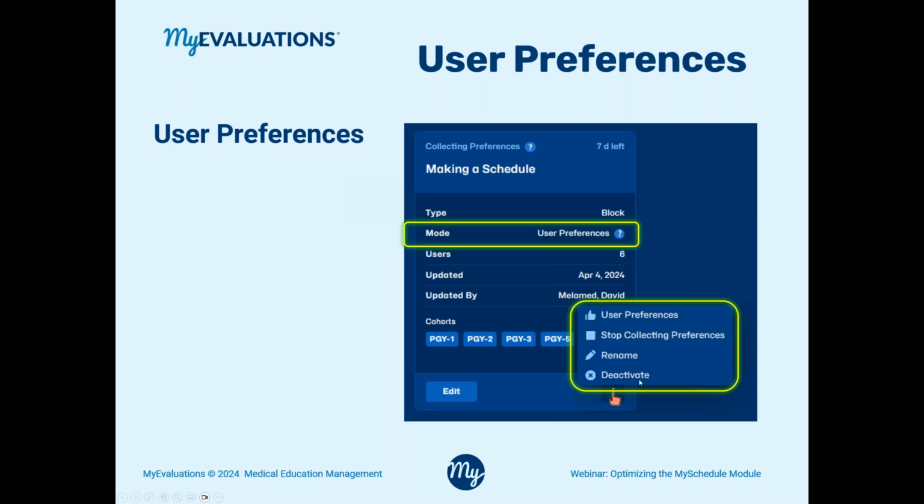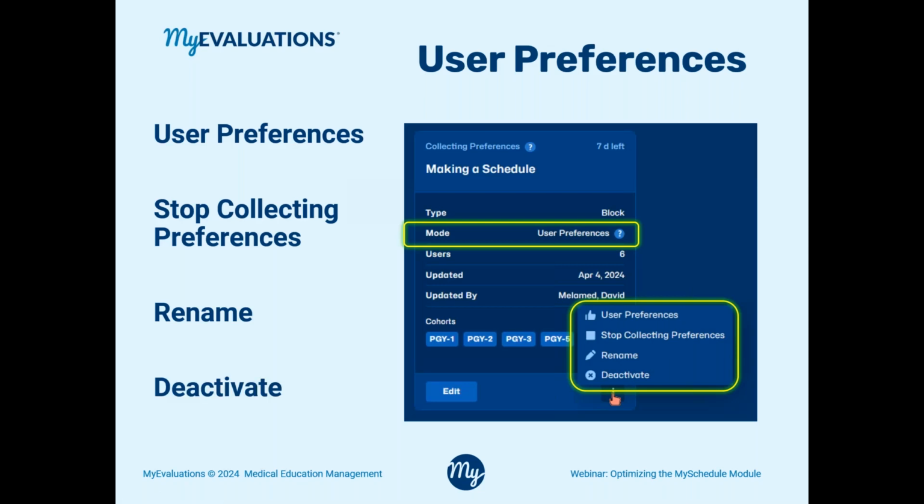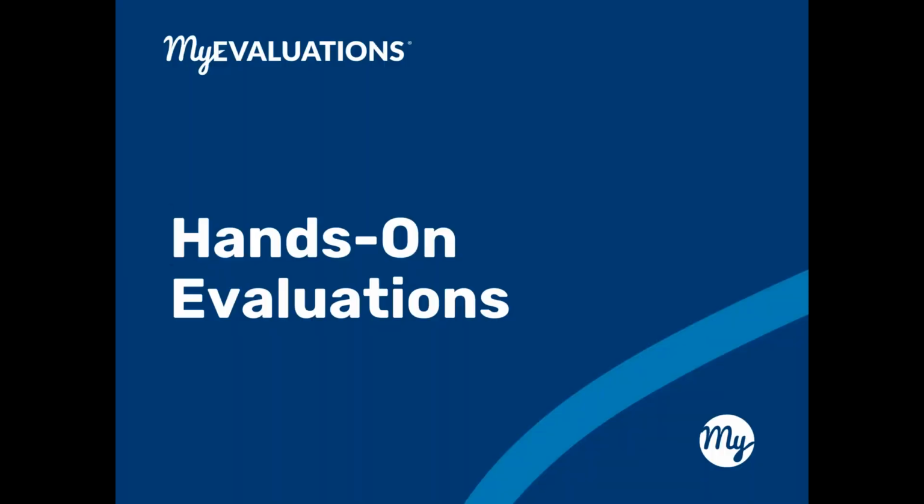You can also decide to deactivate this essentially to get rid of it. So it gives you that ability. You can also rename this. I've named it Making a Schedule. I can rename it to something else. And of course I can deactivate it to get rid of it as well.